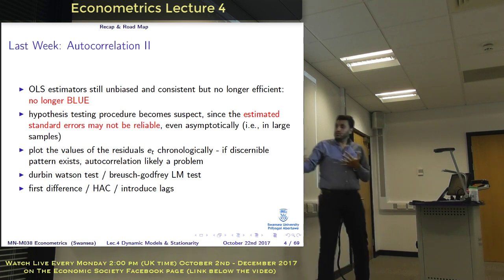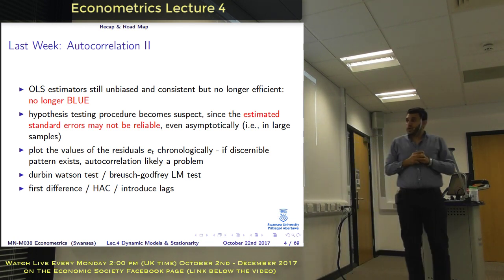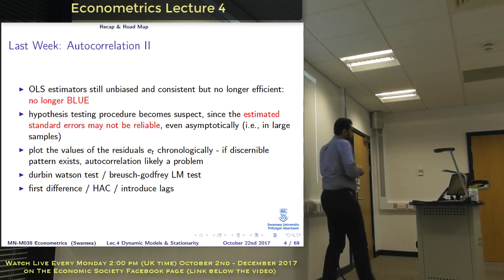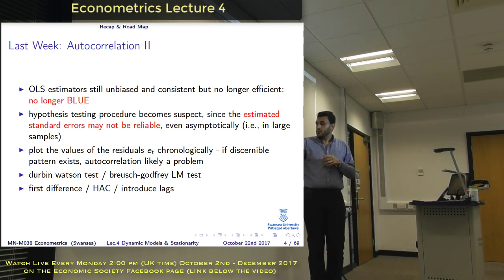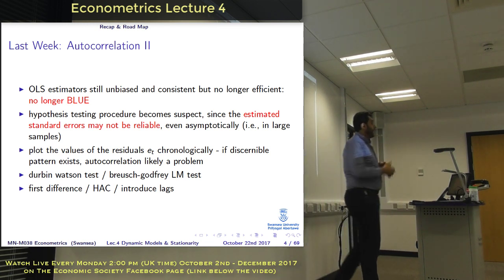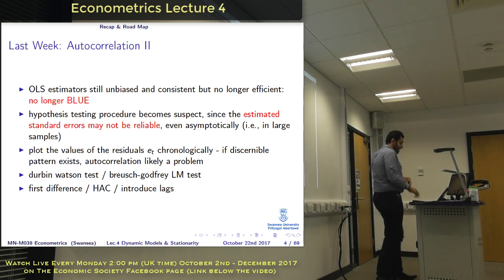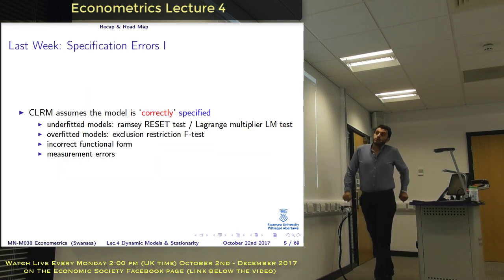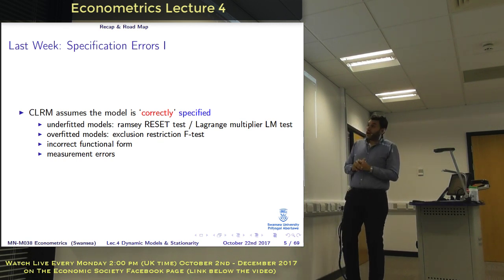How to correct for this? There are different ways. We discussed how the first difference can correct for autocorrelation, or you can use the heteroscedasticity and autocorrelation consistent standard error method. Or today we'll see how, if you introduce some lags, it may help to reduce or eliminate the autocorrelation problem. The other topic we looked at was specification errors.